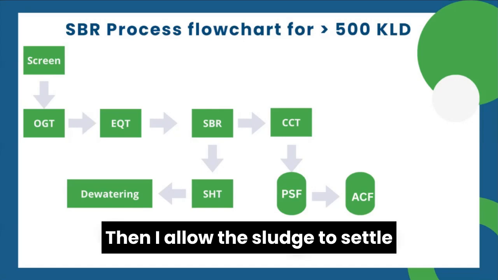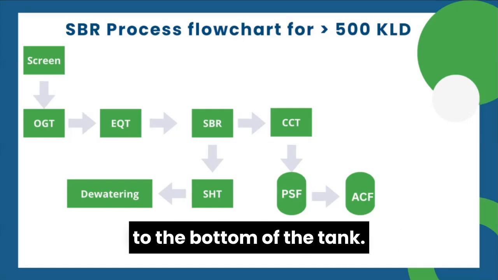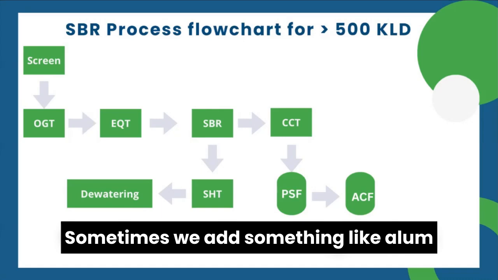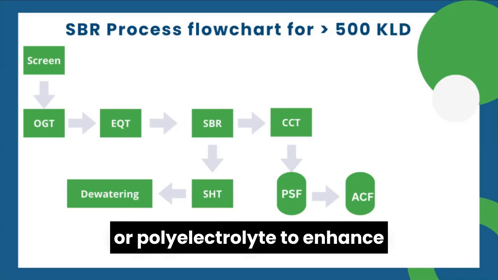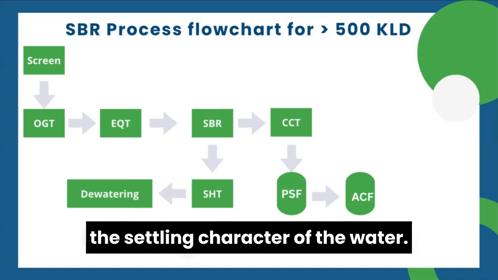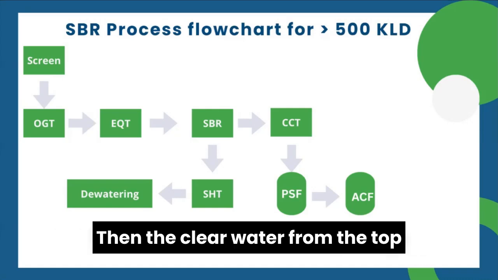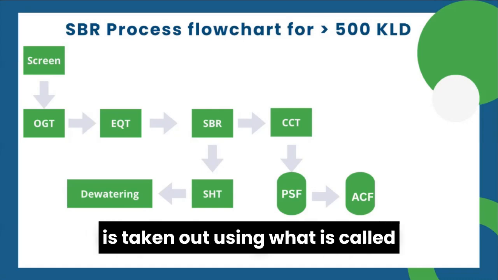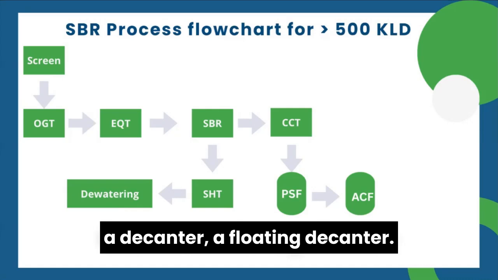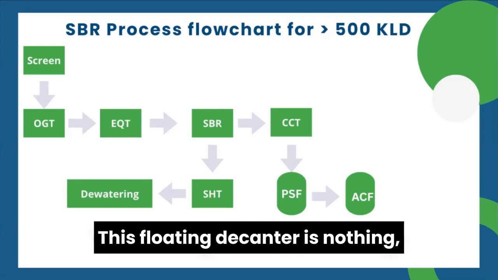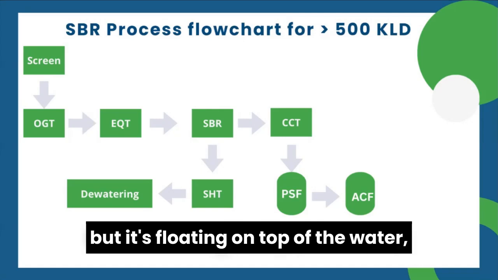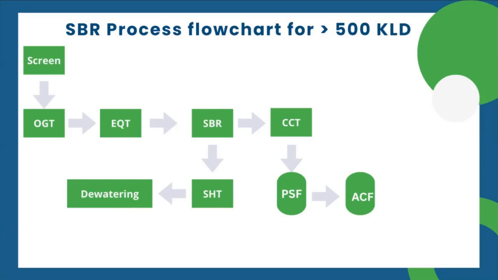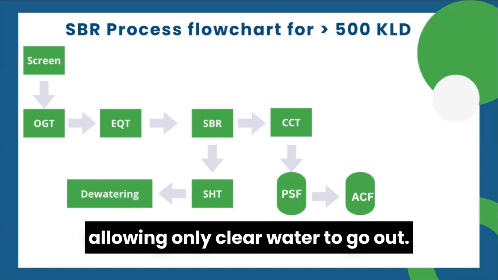Then I allow the sludge to settle to the bottom of the tank. Sometimes we add something like alum or polyelectrolyte to enhance the settling character of the water. Then the clear water from the top layer, from the top 1/3 layer, is taken out using what is called a decanter, a floating decanter. This floating decanter is nothing but it's floating on top of the water, allowing only clear water to go out.